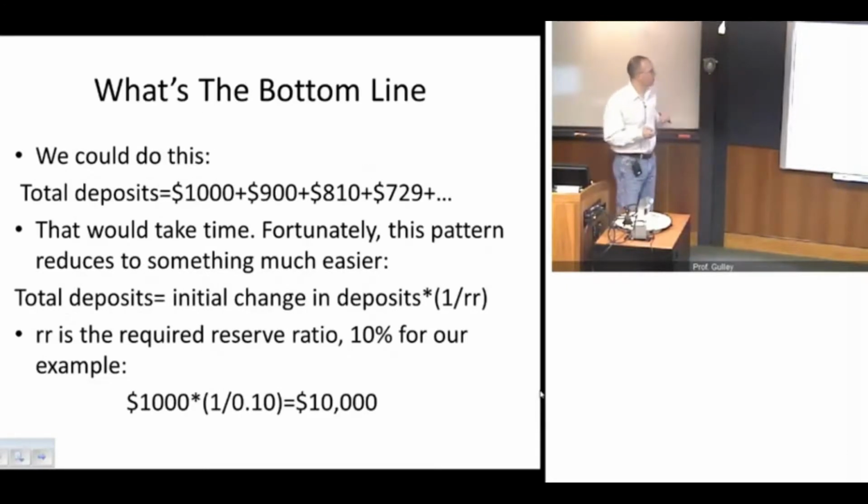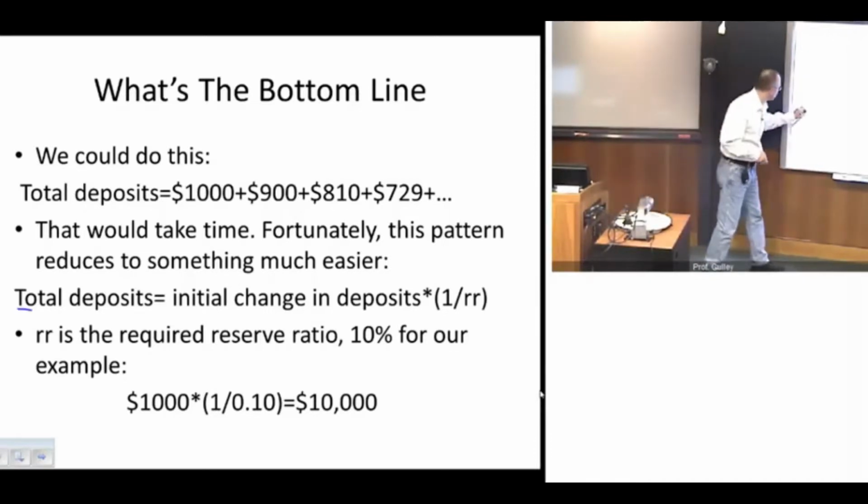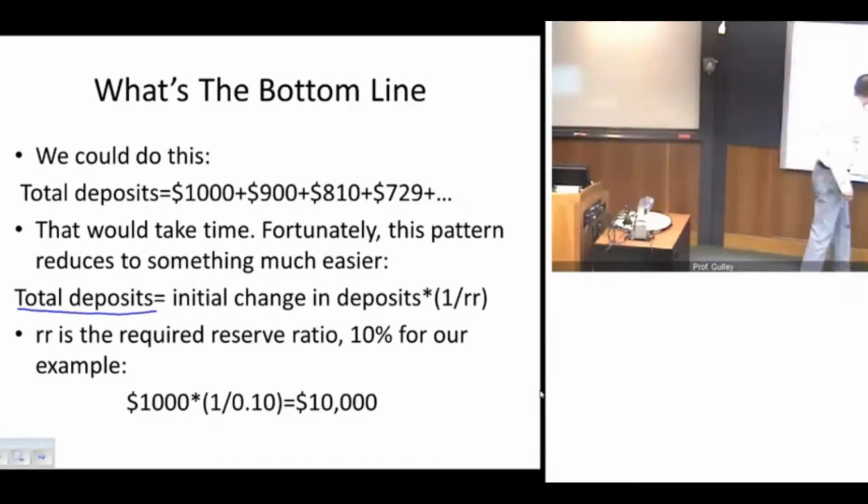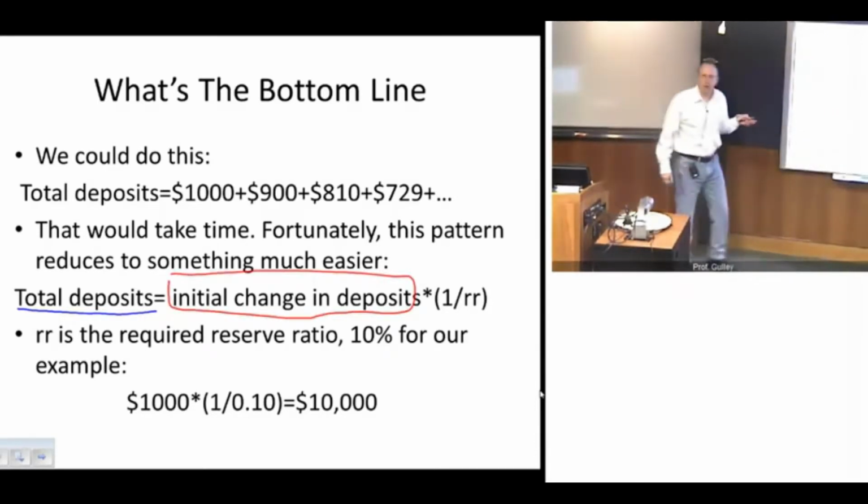So what we could do is the infinite sum, of course, 1,000, 900, 810, and so on. But that takes a really long time. Because there's a pattern, this pattern reduces to a very convenient, very simple formula. All you need to do to calculate total deposits in the banking system is to take your initial change in the deposits, right here, that's going to be $1,000, and then multiply it by 1 over whatever the required reserve ratio is. In our case, that's the 10% figure we've been using all along.